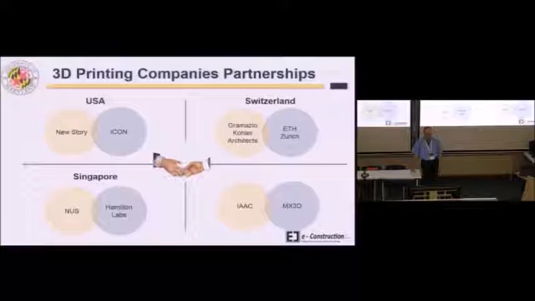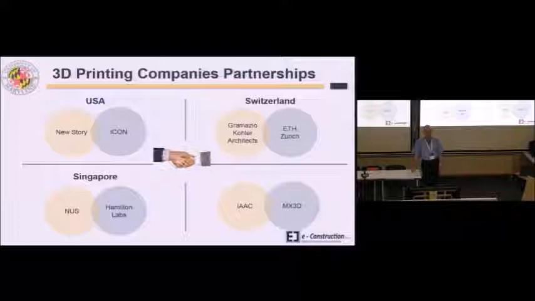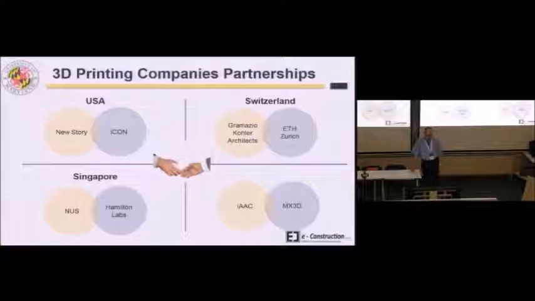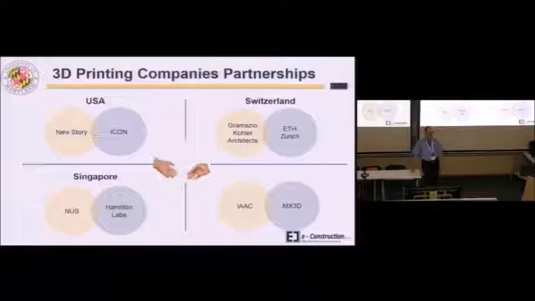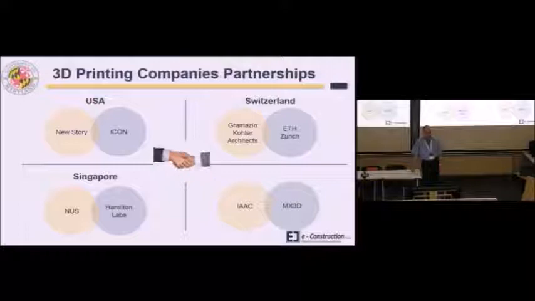So there are some examples, very limited examples, of partnerships among companies that are already pre-existing. Some in the US, there is even one example we could find from Singapore, and that is a partnership between this institution and Hamilton Labs. But there are some others in Europe. For example, the one that is probably most publicized is Gramazio Kohler Architects and ETH. This is a German acronym, of course. It's Eidgenössische Technische Hochschule in Zurich. And some partnerships are beginning to spring up in some of the least likely places.